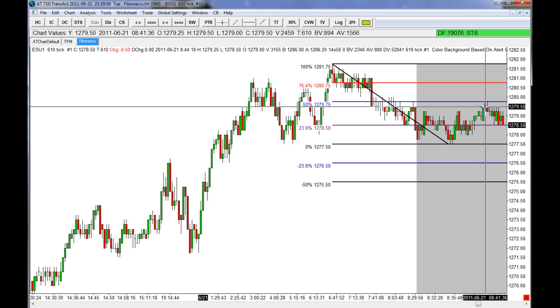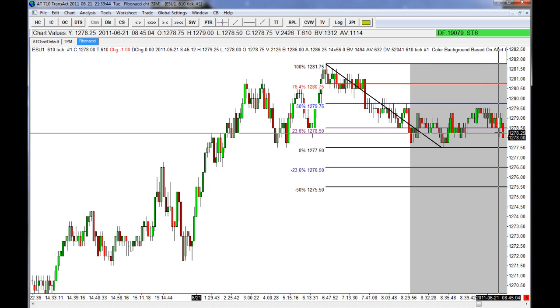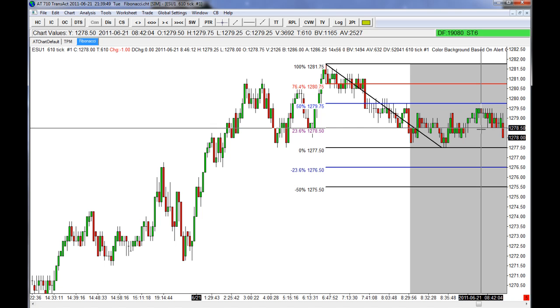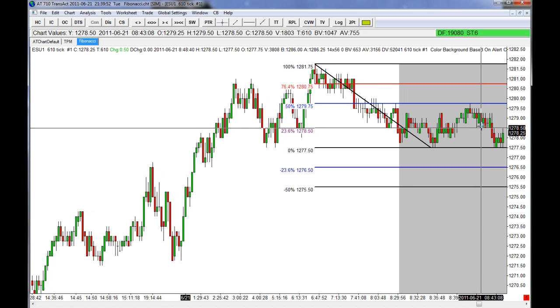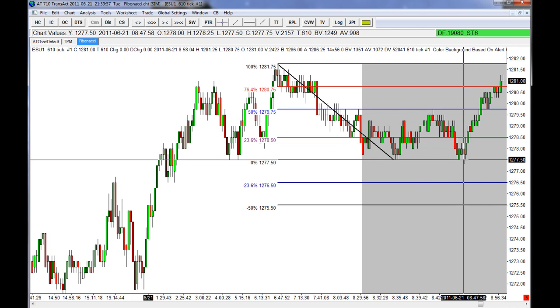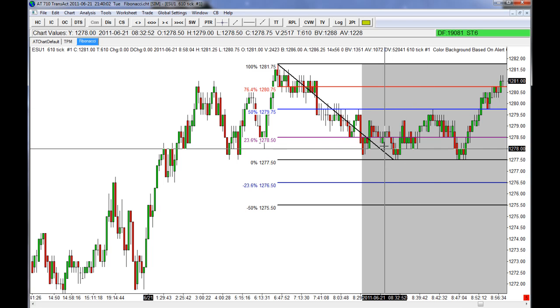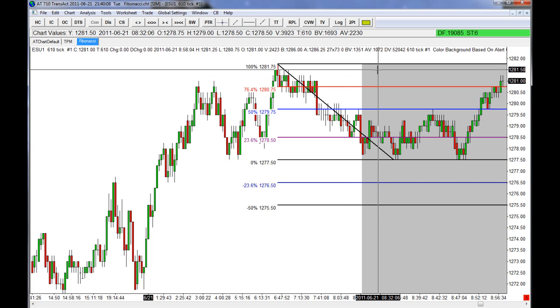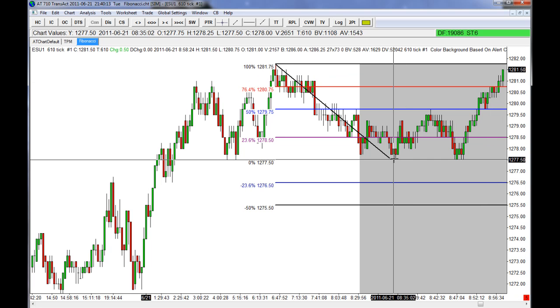So I was filled here, 1279.50. My target was at 1278.50. So you can see I got filled here at 8:46 Central. It was about 4 minutes, and then price went back down to the 0% line, broke through the 76.4% line. I wasn't drawing a new fib still because I needed price to get at least to 1281.50 before drawing a new fib in the opposite direction, which it did there.